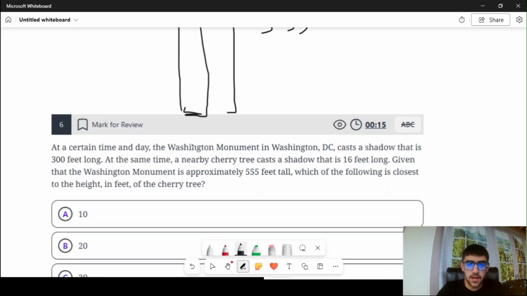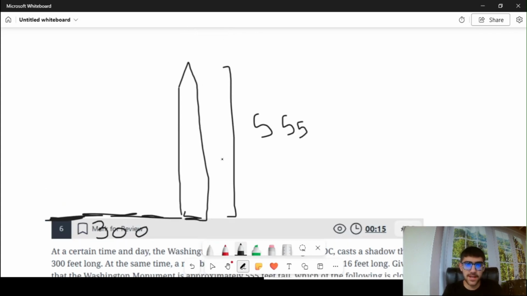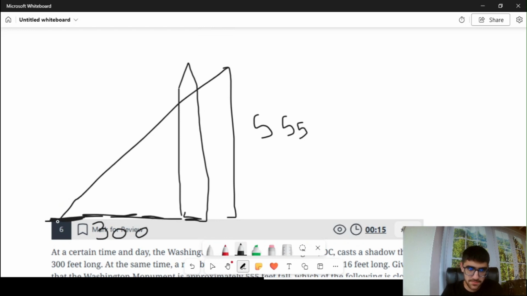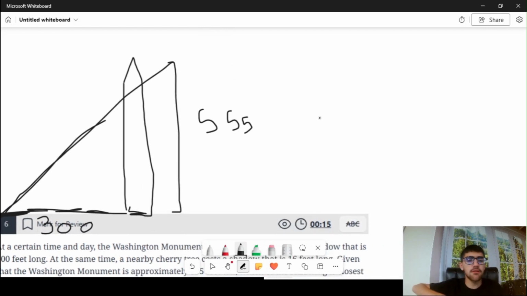And then the shadow that is given is 300 feet long. So if we're imagining it, this is the shadow, and it is 300 feet long. The shadow is on the ground. So we could imagine that it's like a triangle, right? Like a triangle like that. And it's the same time, the same angle of the sun. So we're going to assume that this angle is the same thing, this angle is the same thing. And so by angle, we can know that they're similar.